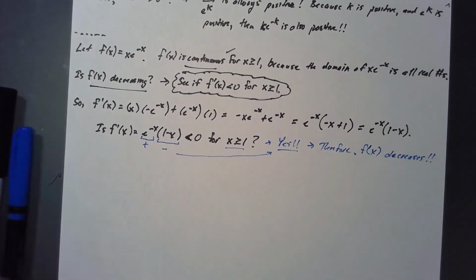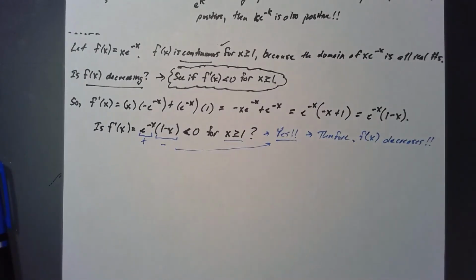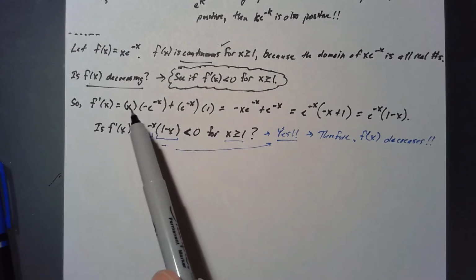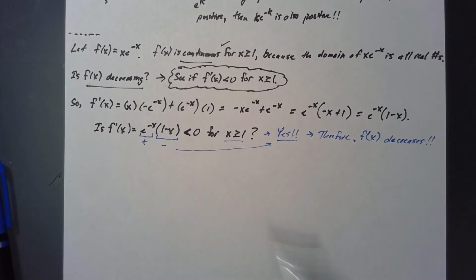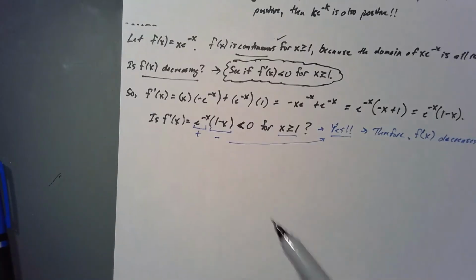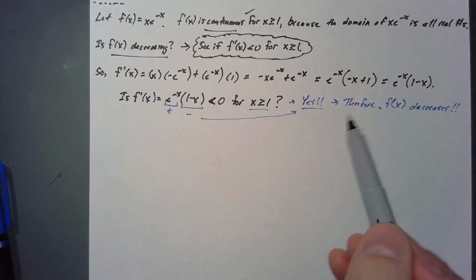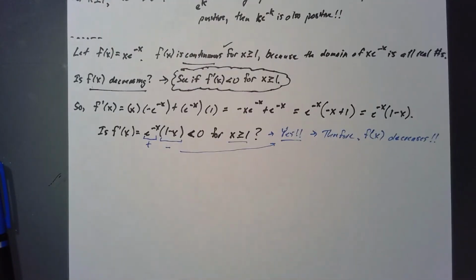All right. So when you're trying to show a function's decreasing, you're just looking at the derivative. If the derivative is negative for the values of the series starting at the initial value to infinity, then you could say the original function decreases.